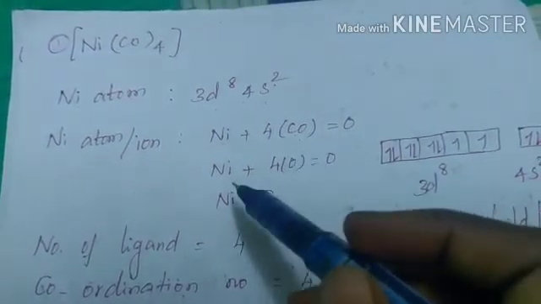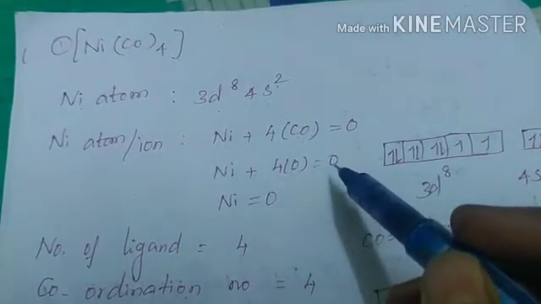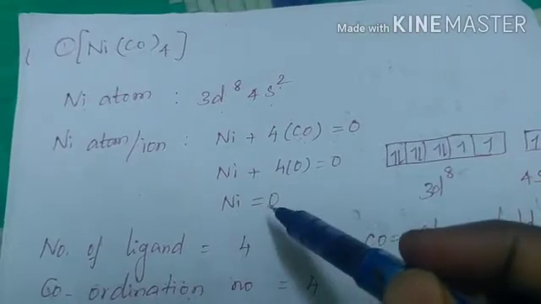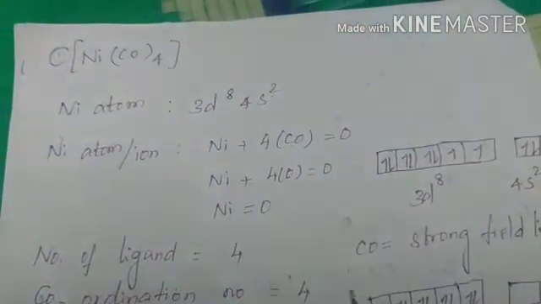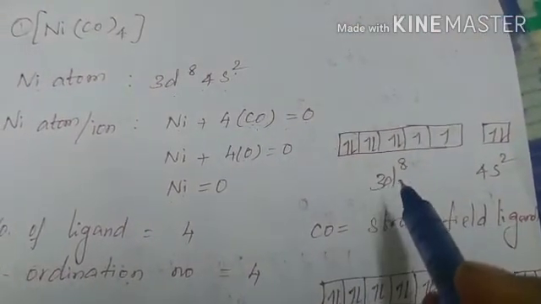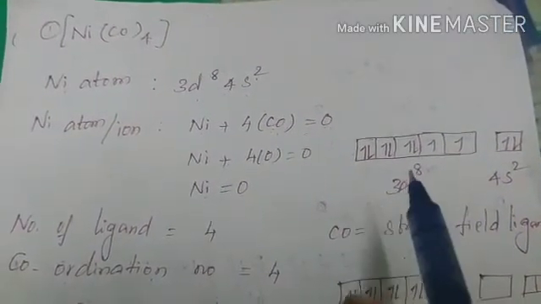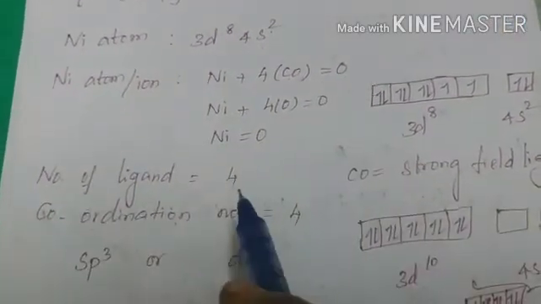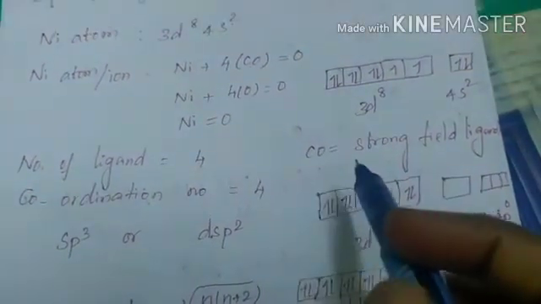So, apply: nickel plus 4 into 0 equal to 0. So, the nickel charge is 0. So, nickel outer shell electronic configuration in presence of ligand is 3d8 4s2. Next, the number of ligands is 4. So, coordination number is 4.